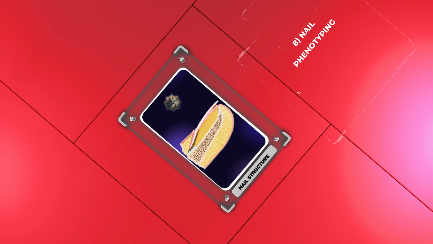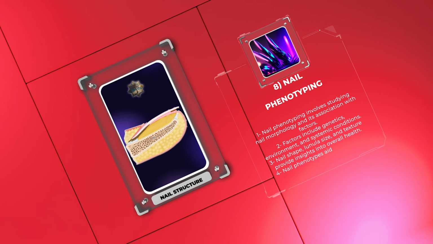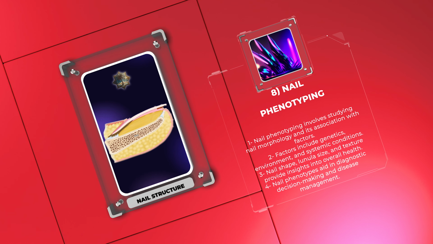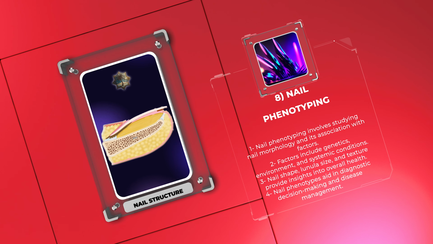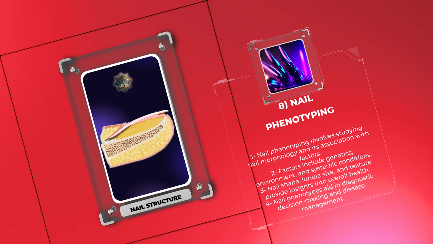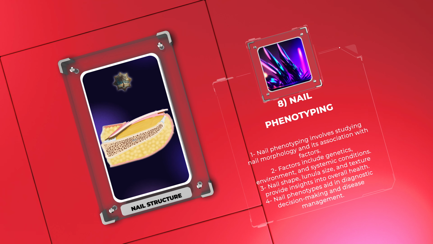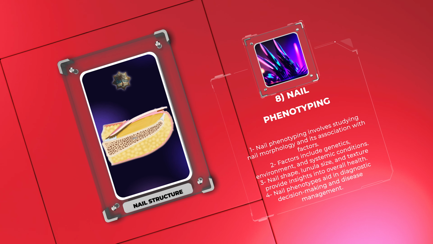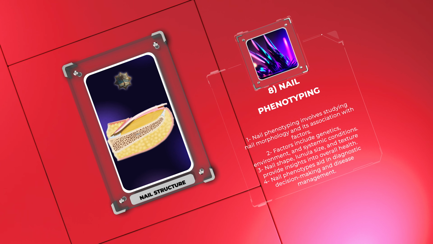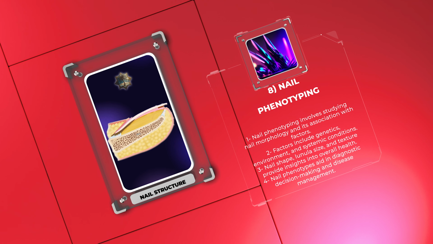Nail phenotyping involves the study of nail morphology and its association with genetic, environmental, and systemic factors. Analyzing factors such as nail shape, lunula size, and texture can provide insights into an individual's overall health and specific diseases. Detailed examination of nail phenotypes can aid in diagnostic decision-making and disease management, making it an essential tool in both clinical and research settings.